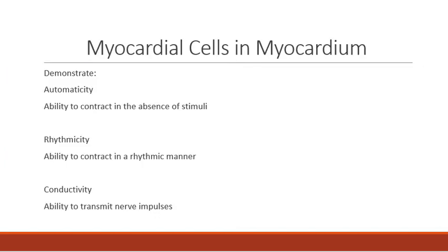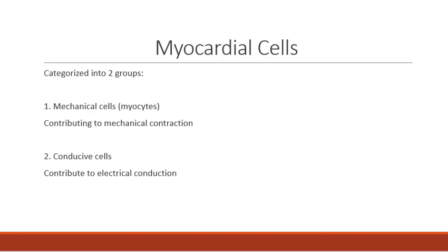Looking at the myocardial cells in the myocardium, they demonstrate automaticity. This is the ability to contract in the absence of stimuli. Rhythmicity, the ability to contract in a rhythmic manner, and conductivity, the ability to transmit nerve impulses. The myocardial cells are categorized into 2 groups: the mechanical cells, which contribute to the mechanical contraction, and the conducting cells, which contribute to electrical conduction.